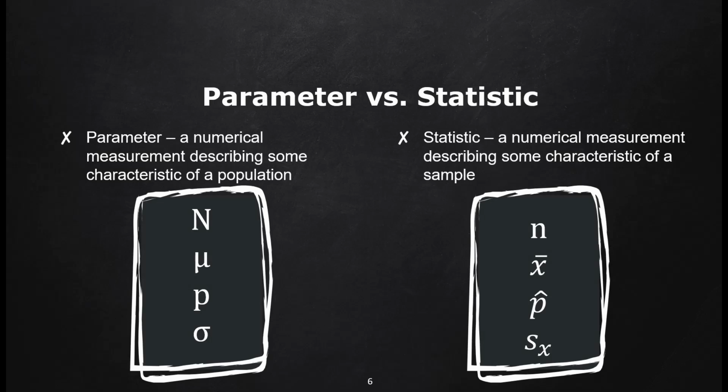Now, from a population and from a sample, we can obtain special numbers, namely a parameter and a statistic, respectively. Both of these definitions are nearly identical. There's just one word that's different. So basically, a parameter is some special number that tells us some important information. Parameter is for a population. A statistic is for a sample.